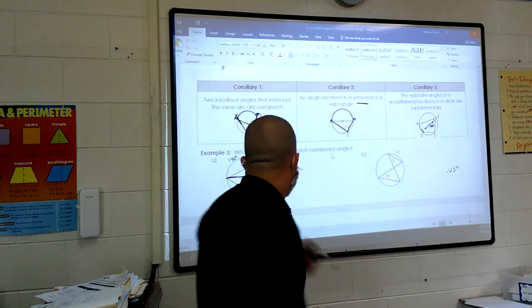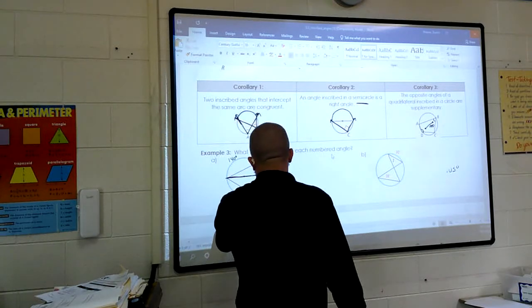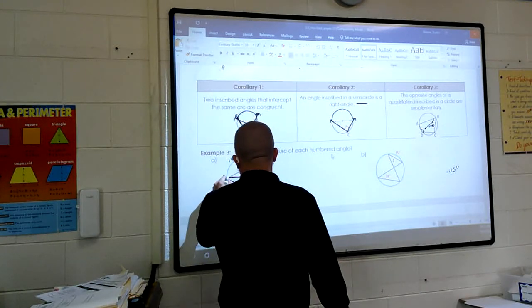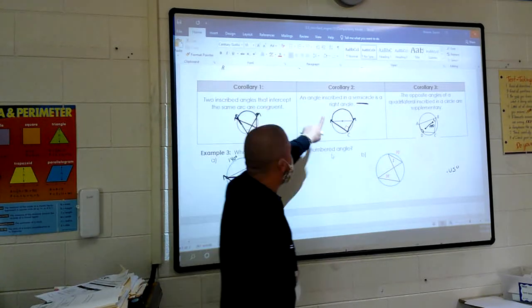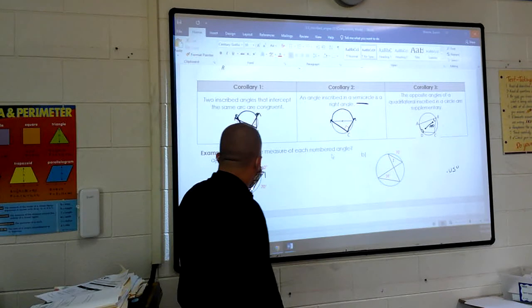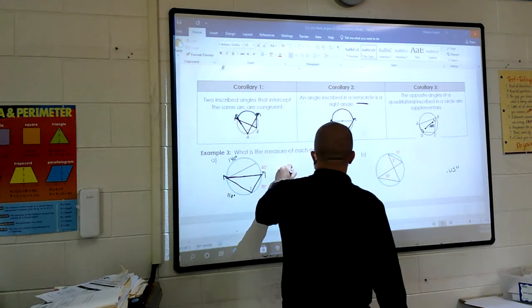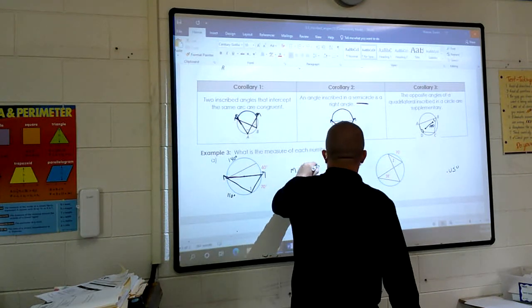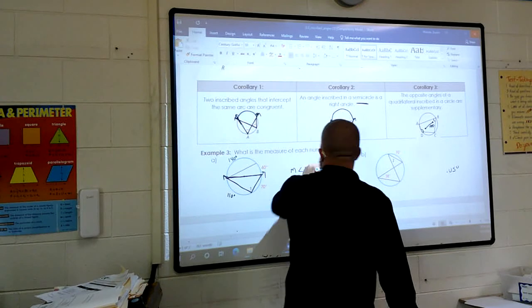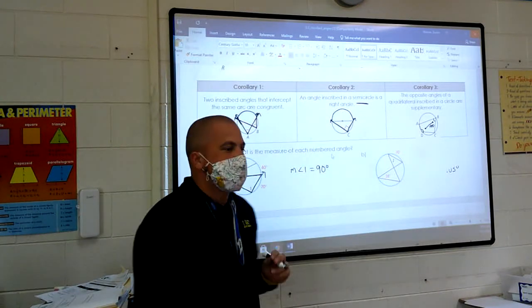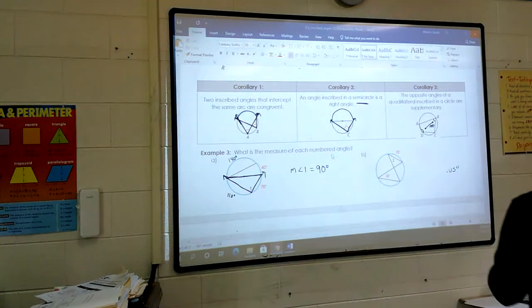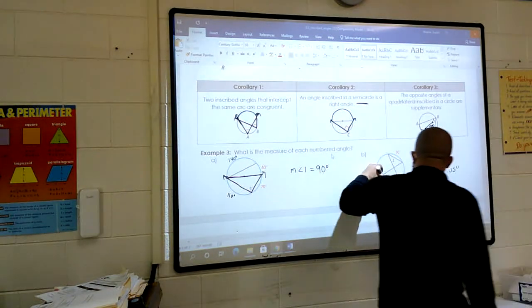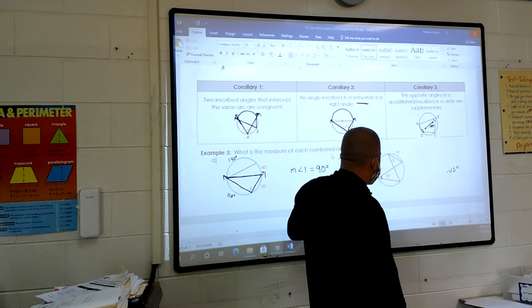Now look at angle 1. Angle 1 goes to here and to here. It matches corollary 2, which means it's a right angle. So the measure of angle 1 has got to be 90 degrees because it goes to the semicircle. Okay. In this one, notice we know this angle right here is 38 degrees.